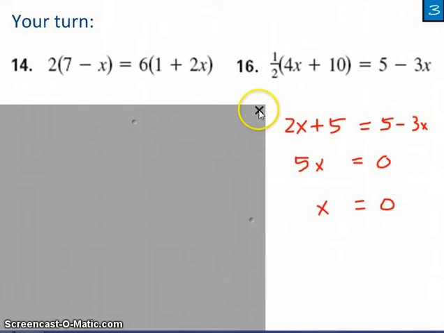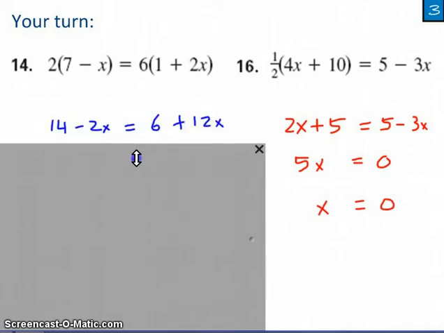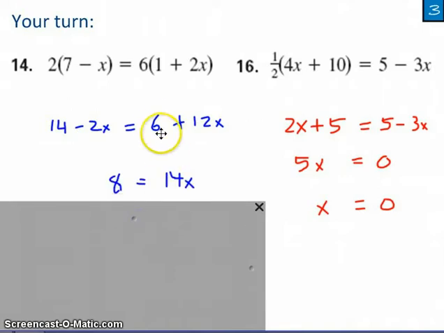And on the left, a little more complicated. I distributed that 2. I got 14 minus 2x. I distributed the 6, likewise. I put the x terms together, they ended up on the right side, and I got 14x. I put the 6 now over to the left. 14 minus 6 is 8.